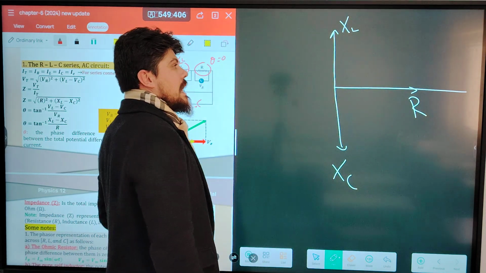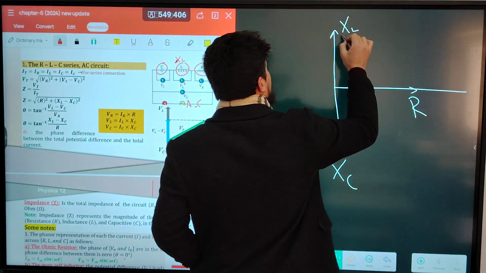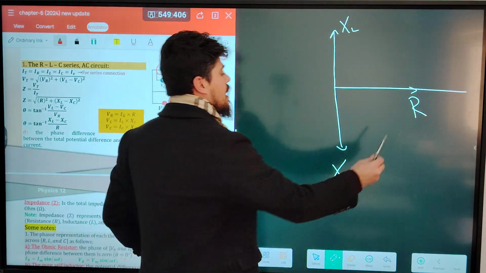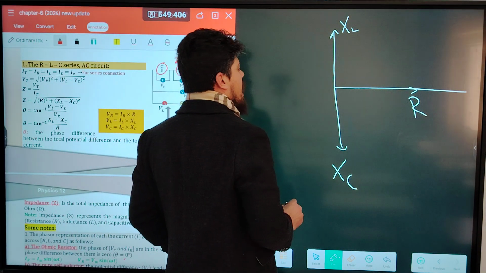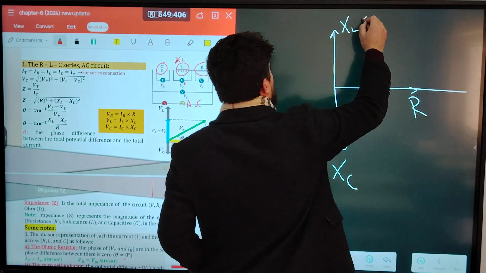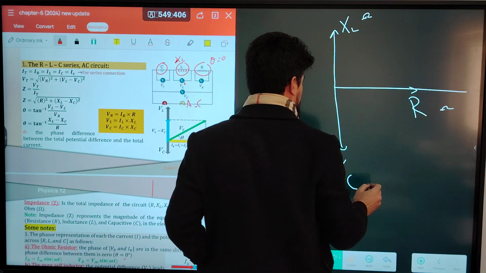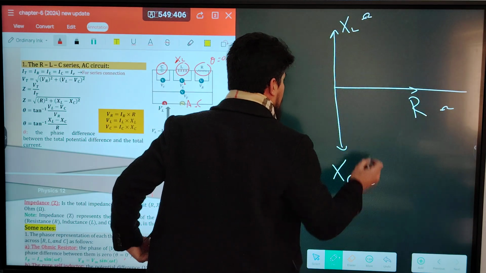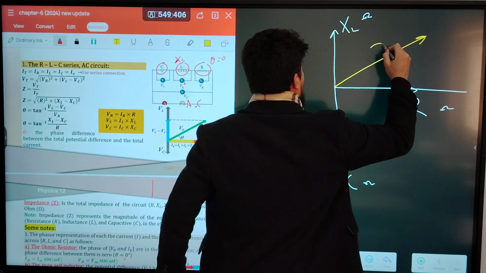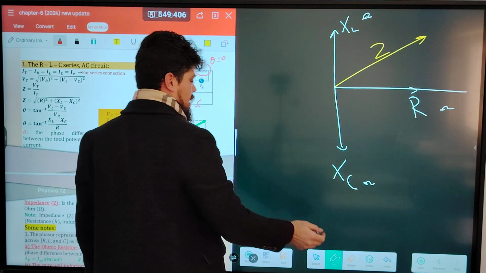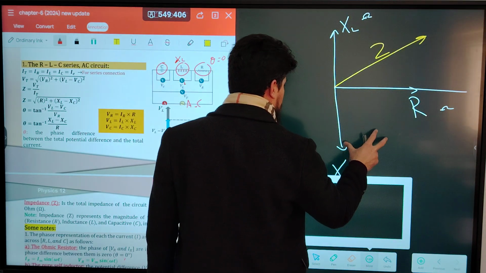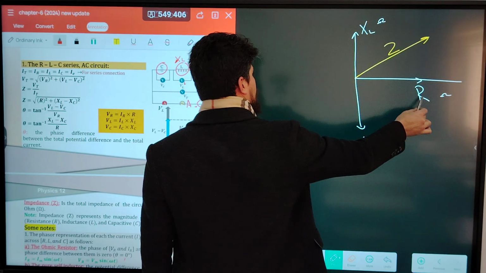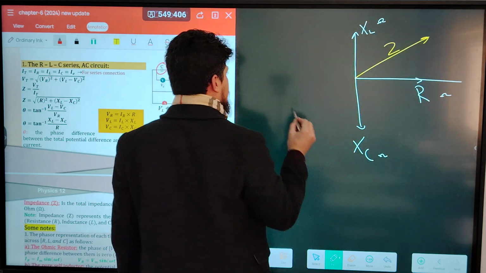This is inductive impedance, and this is capacitive impedance, and this is pure resistance. All of them are measured in what? Ohm is the total resistance. How can we determine the total resistance? With Pythagorean theorem, Z. How can we determine Z, the total impedance? Total impedance between what? Pure resistance, inductance, and capacitance.